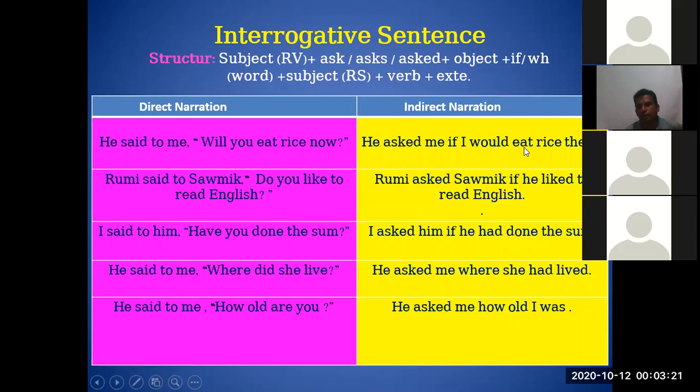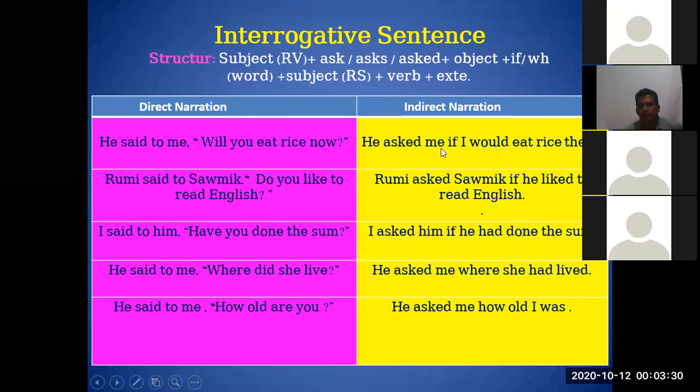And now is changed into then. So the answer is he asked me if I would eat rice then.